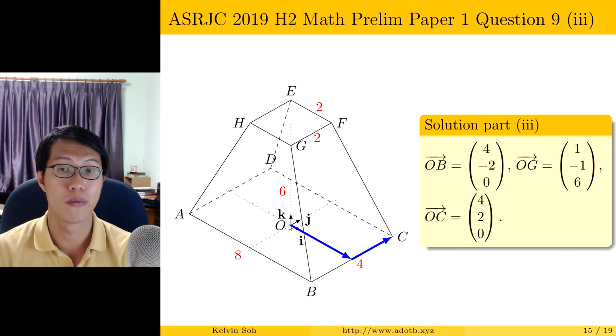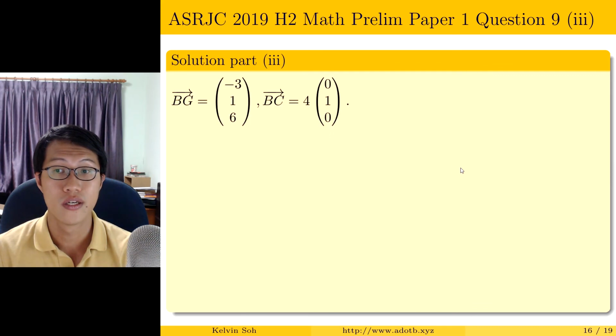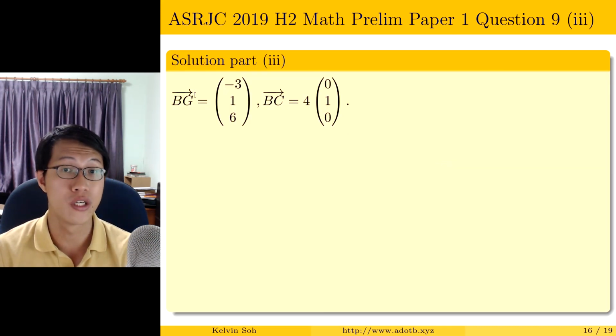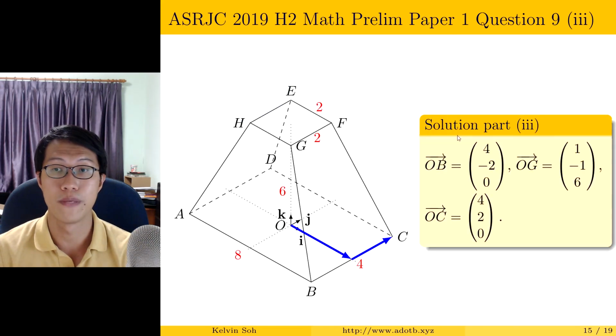Okay, so we'll use the same procedure. Start from O, we travel 4 units along I, that gives us 4, and 2 units forward along J. So OC is given by 4, 2, 0. Given the position vectors of the points, we can then combine them to find the direction vectors. So combining OB and OG gives us the direction vector BG of our plane. So BG is given by OG minus OB. Similarly, we can also find BC by taking OC minus OB.